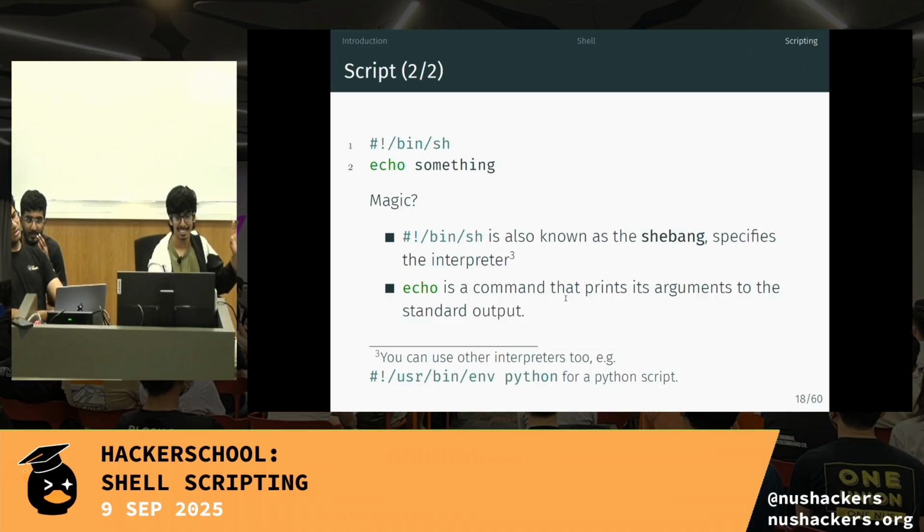So as mentioned, the hash and exclamation mark is called a shebang. Shebang because it's hash, and then exclamation mark, which is like bang. So again, it specifies the interpreter that we need to use. As mentioned, echo is a very basic command that prints out its arguments to the standard output. And you can also pass in other interpreters like /usr/bin/env python. Does everyone have any questions about this?